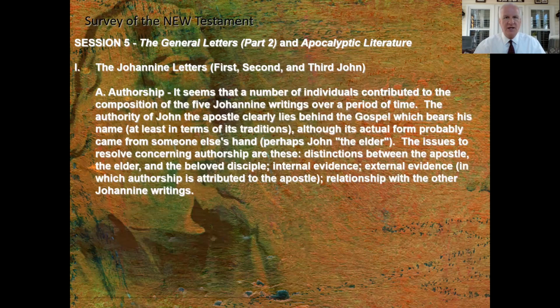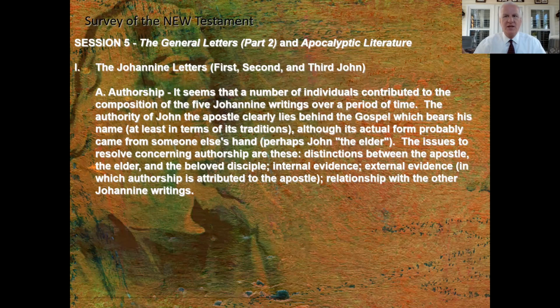So the conclusion is that there may have been a number of individuals who actually contributed to the composition of the 5 Johannine writings over a period of time. But the authority of John the Apostle clearly lies behind the gospel which bears his name, at least in terms of traditions. Tradition says the 4th gospel was associated with the Apostle John, although its actual form probably came from someone else's hand, maybe John the Elder.